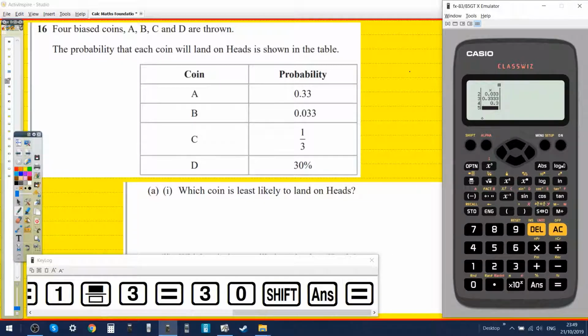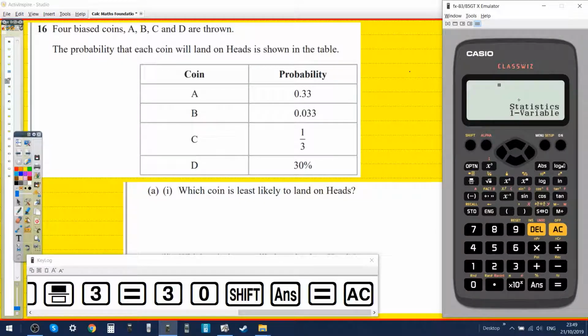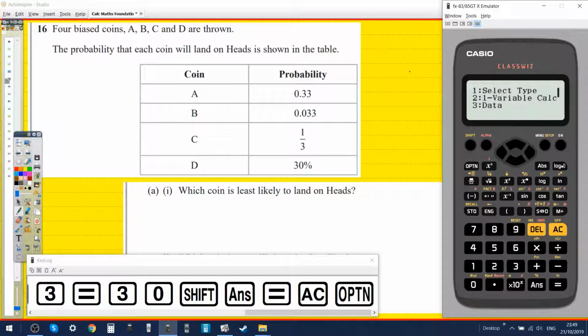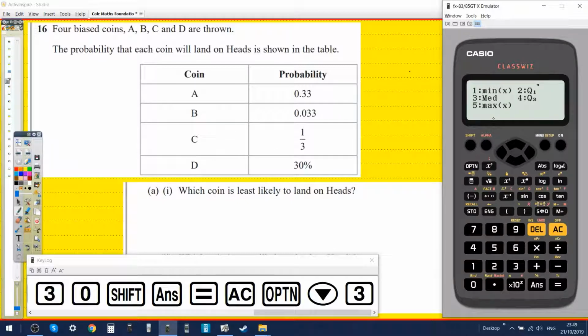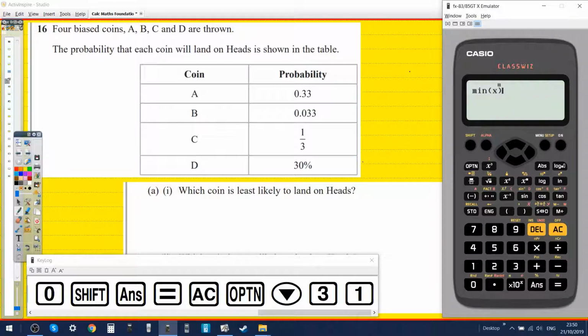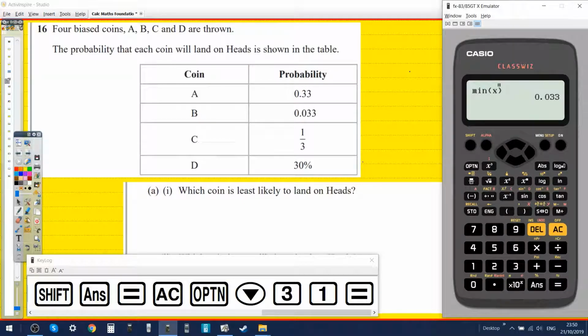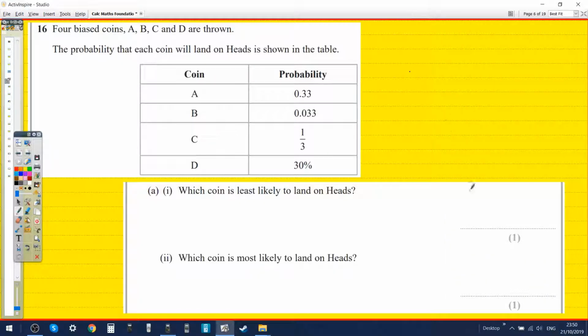I just copy and paste from the question from my thumbs into the calculator. I now have everything in the calculator. Press AC to save everything. It will go blank. Option, down. What is this thing? Min max. Press 3. The coin least likely to land on heads is the minimum. We press 1. Is the smallest one, the mini. Equals 0.033.